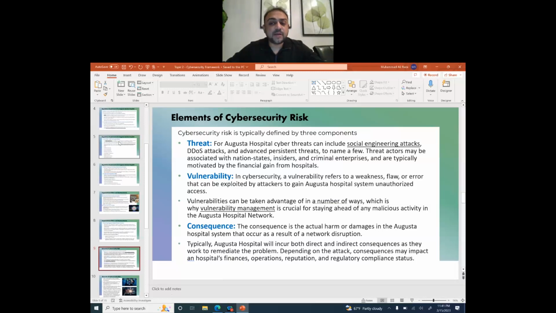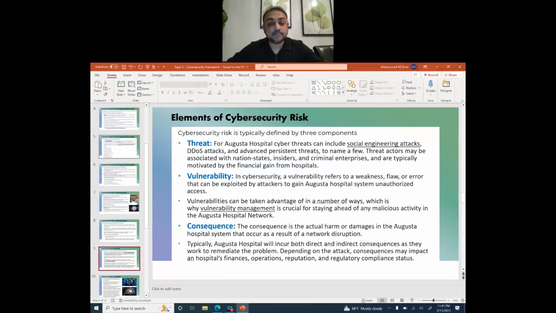Vulnerability: in cybersecurity, a vulnerability refers to a weakness, flaw, or any kind of error that can be exploited by an attacker to gain unauthorized access to the Augusta hospital system. It could be unauthorized access, or it could be hitting particular services to bring the services down.